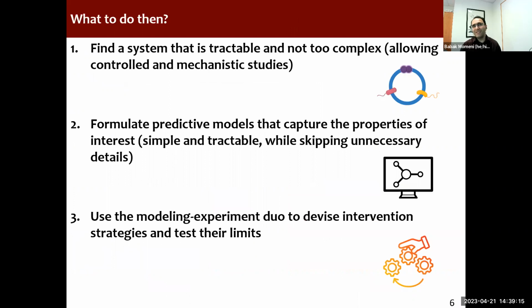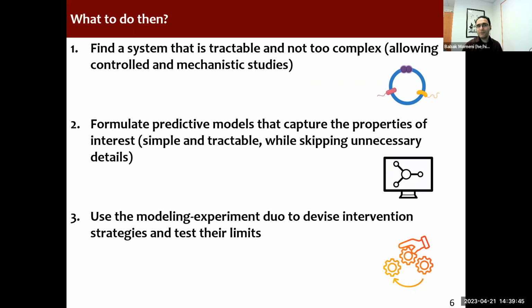Given these complexities, the question is, what is it that we can do? Our approach has been to look into simpler examples as a way of learning the tricks of the job. This is, I guess, maybe the roadmap. We start from finding a system that's relatively simple, not too complex, and tractable, so that we can do controlled and mechanistic studies in it.